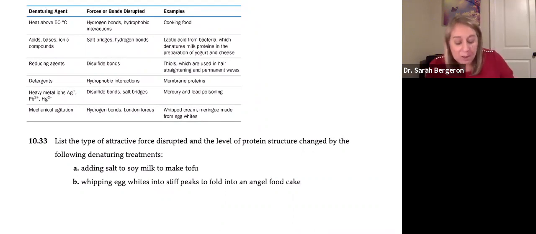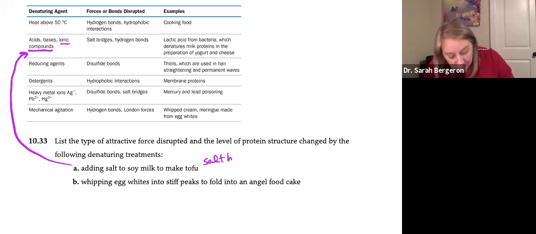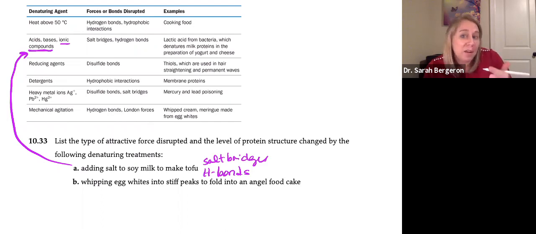So remember, if you're adding salt, salt is an ionic compound. So this is what we're doing. So what are you going to disrupt? You're going to disrupt salt bridges, and you're going to disrupt hydrogen bonds. So now the question is, what secondary structures are you going to interfere with? If you're interfering with hydrogen bonding, you're interfering with hydrogen bonding between side chains and hydrogen bonding in the backbone. So that tells me that I have both secondary and I have tertiary interactions. And we know that salt bridges are really important for tertiary structures. And so if you lose secondary and tertiary structures, guess what else you lose? Quaternary structures.